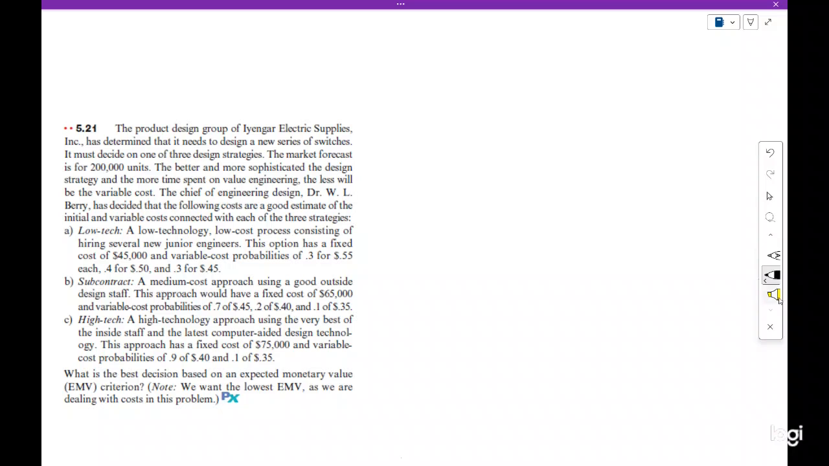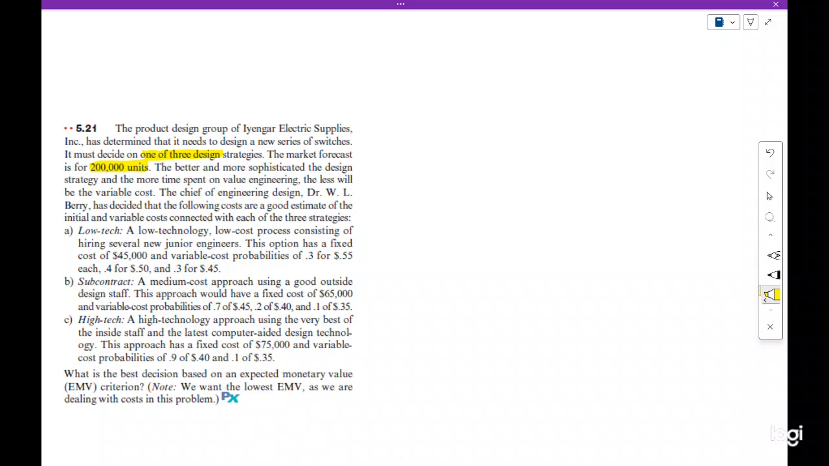So the question is 5.21. The product design group at AGA Electric Supplies Incorporated has determined that it needs to design a new series of switches. It must decide on one of three designs, three design strategies. The market forecast is for 200 units.